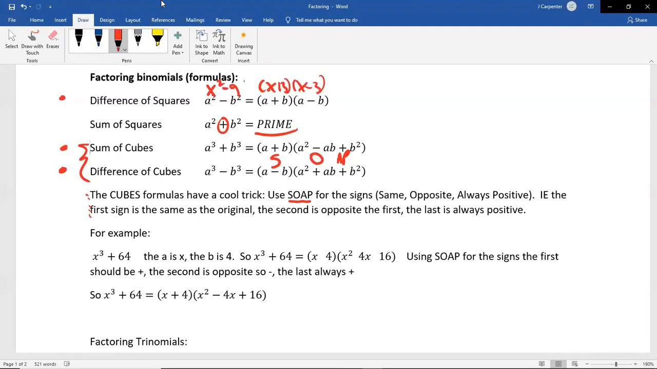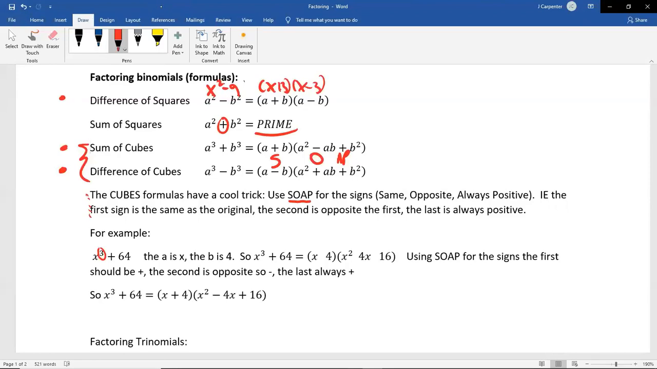X cubed plus 64. This 3 tells me I should be doing the cubes formulas, not the squares formulas. So A would be the X, because if you cube X, you get X cubed. And B would be 4, because if you cube 4, you get 64. Again, it's like taking a cube root of what you see there.